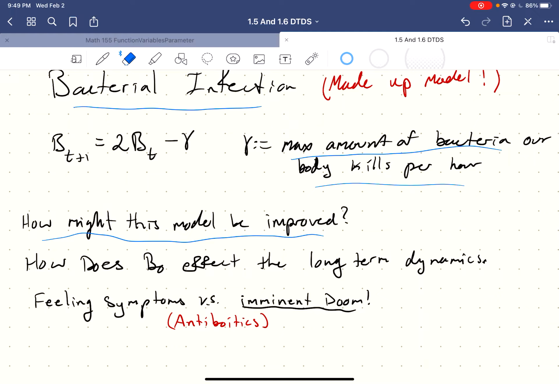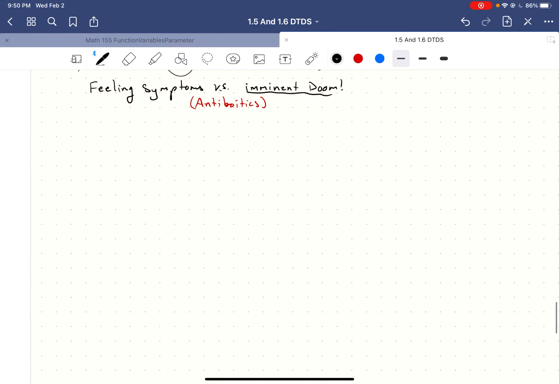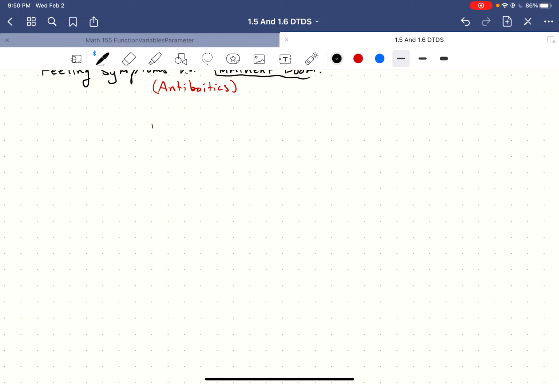So the question that I want to look at, now that we have the toolkit of cobwebbing, is how does the initial bacterial population that I'm exposed to affect the long-term dynamics? If we graph a function like this, what does it look like? I'm going to graph the updating function. Graphing the updating function means my vertical axis is b sub t plus 1, my horizontal axis is b sub t, and the equation that I want to graph is output equals 2 times the input minus gamma.